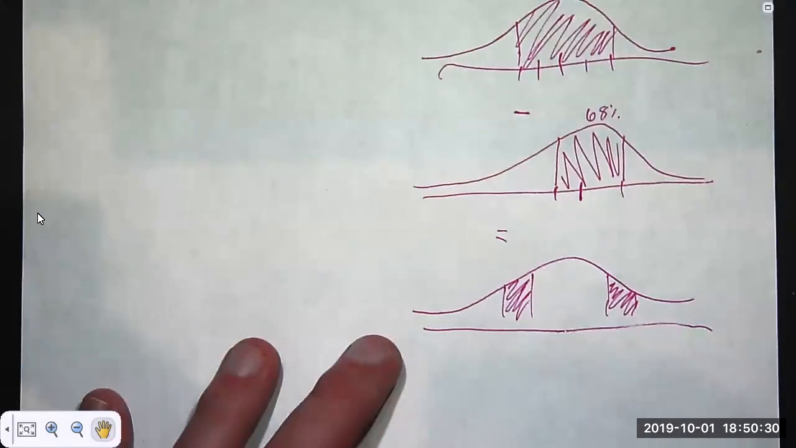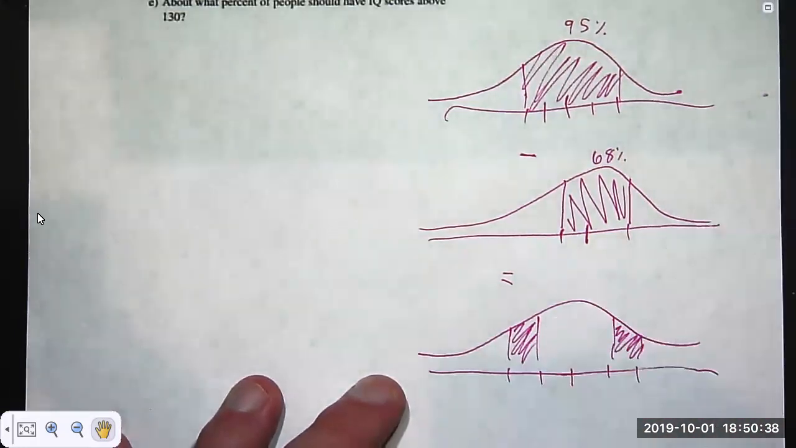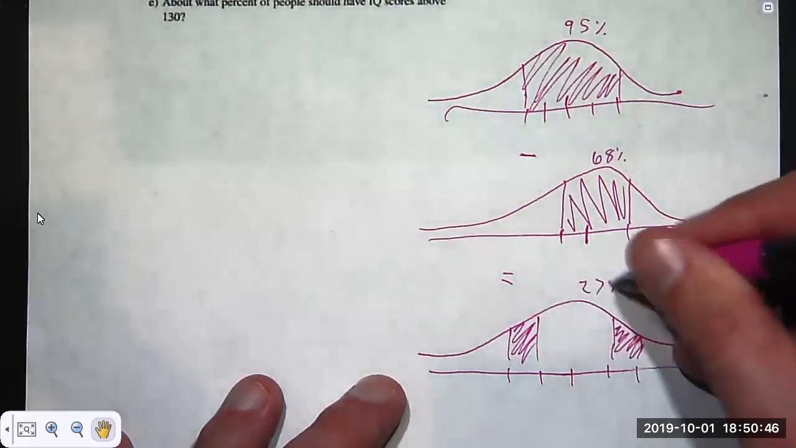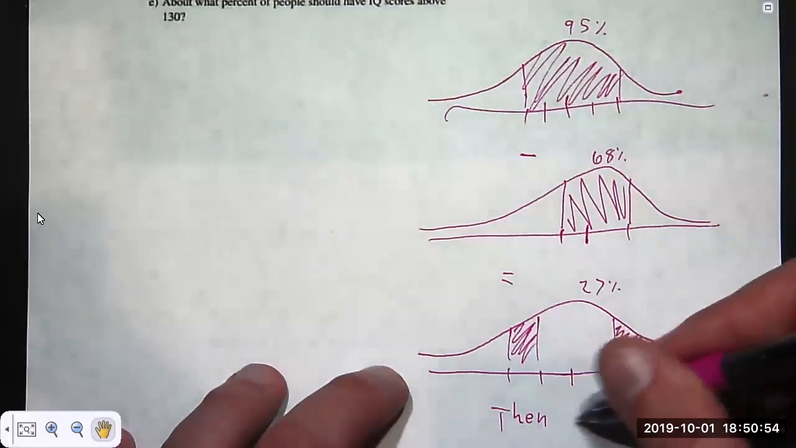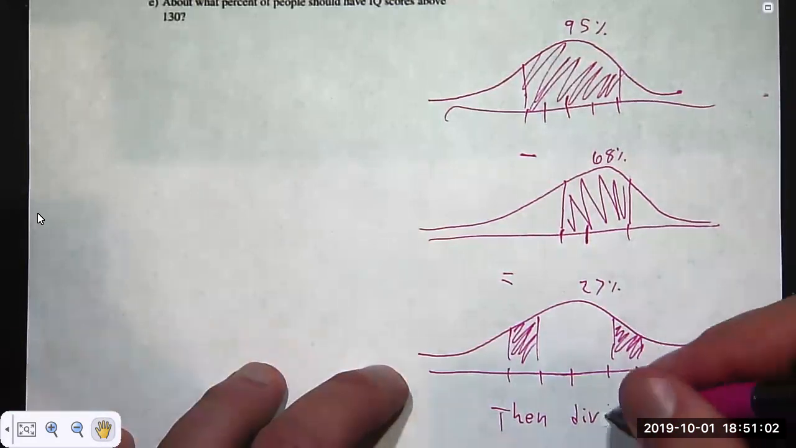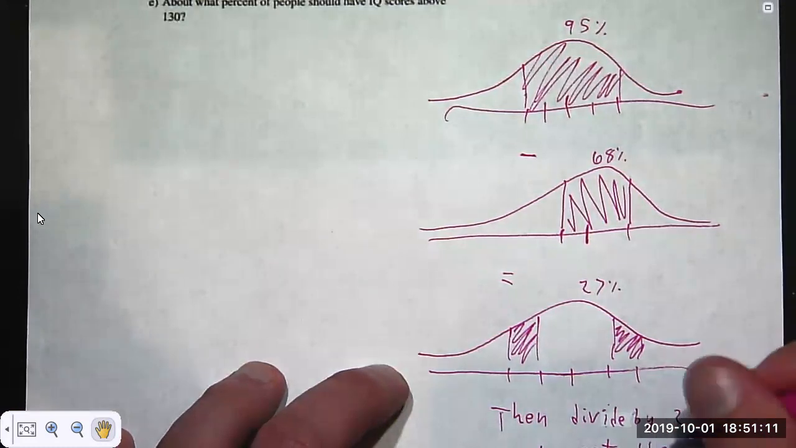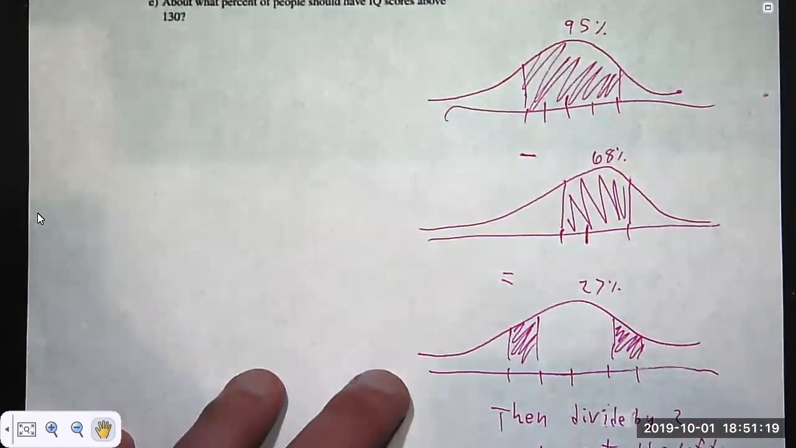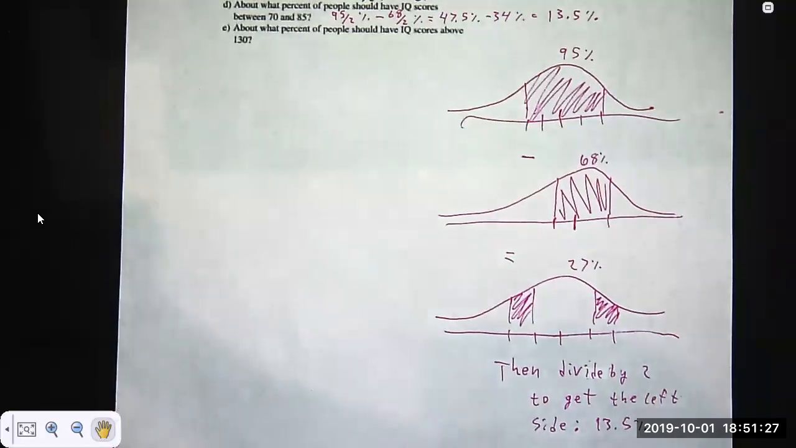I went down too far. There we go. Equals this, which was 27%? Right? And then you would want to divide that by 2 so that you get just one. So then divide by 2. Oh, I've got white out. Bam. Divide by 2 to get just the left side, which would then be 13.5%. That's one way to think about it. It's another way.